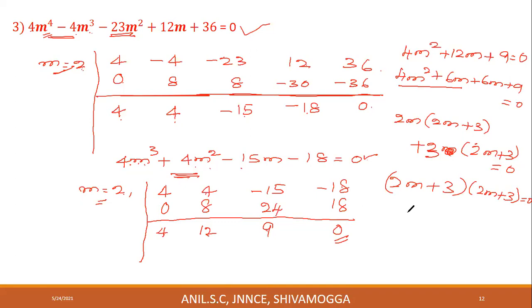2m plus 3 is equal to 0 implies m is equal to minus 3 by 2. Here also m is equal to minus 3 by 2. Now we have 4 roots. M is equal to 2, m is equal to 2. These two are real and repeated. M is equal to minus 3 by 2, m is equal to minus 3 by 2. These are also real and repeated roots. This is a biquadratic equation.